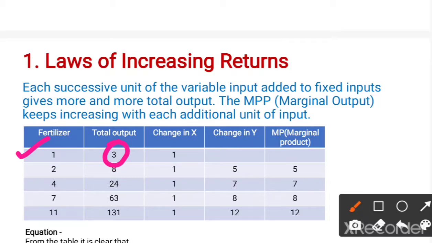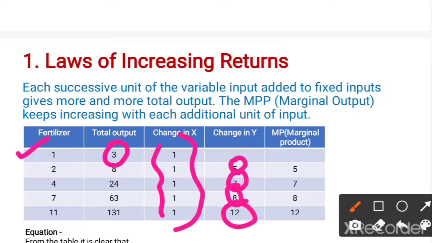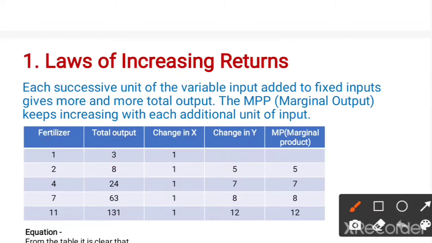Here all other inputs are constant. Other than fertilizer, all the other raw materials or resources you are using should be constant, the same in all the trials. So here you are changing the units of fertilizer, the quantity, the dose of fertilizer. After increasing this variable input, the quantity of fertilizer, the output that you are observing is in an increasing mode. When you are increasing the amount of fertilizer, your output is increasing. So that's what the law of increasing returns means.